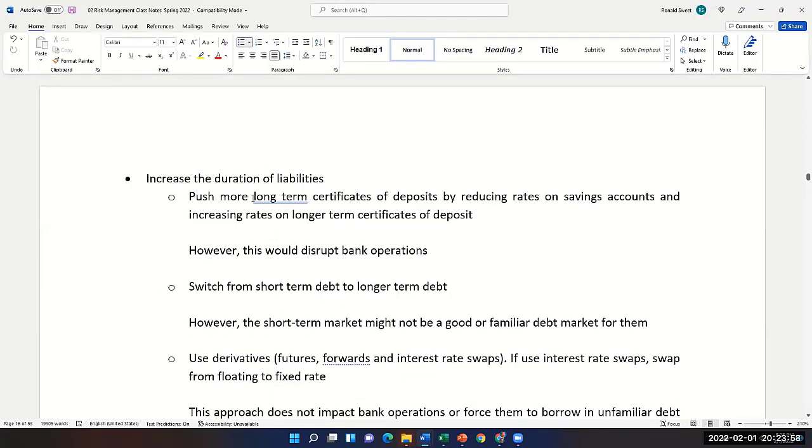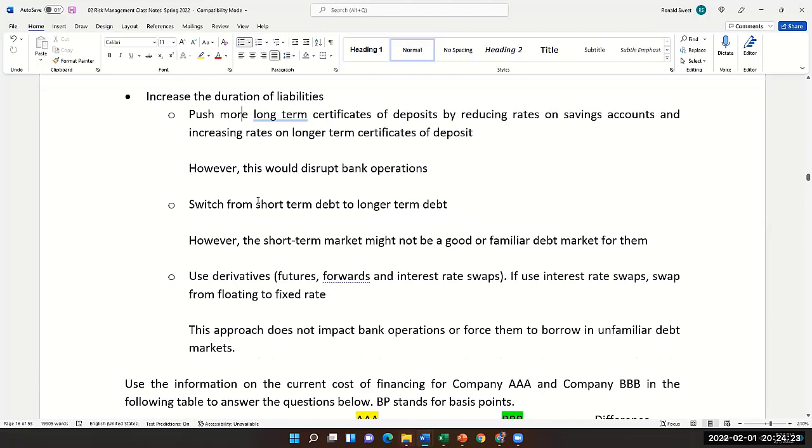How do you increase the duration of liabilities? Well, you could go to your sales force and say, you know what, you've been selling these 1-year CDs, certificates of deposit, push to 5 years. I mean, they're not really good rates, but push them anyway. Our duration of net worth is too long. We need to increase the duration of our liabilities. Again, that's going to disrupt operations. That's a crazy thing to do. You could switch from short-term debt to longer-term debt, but remember the problem we just did. Certain entities have competitive advantages in long term, some have competitive advantages in short term.